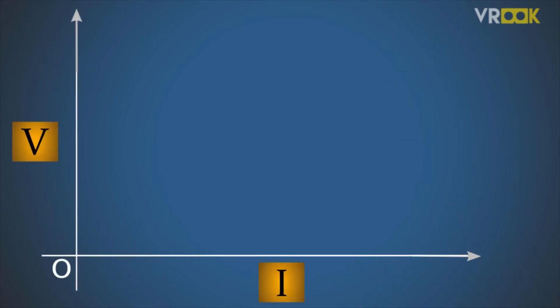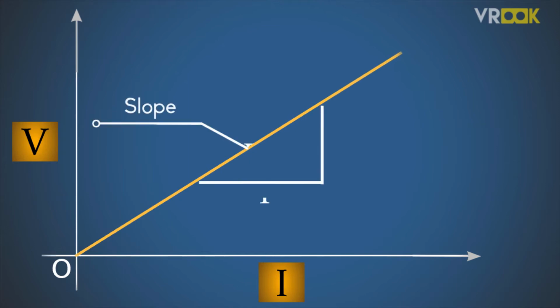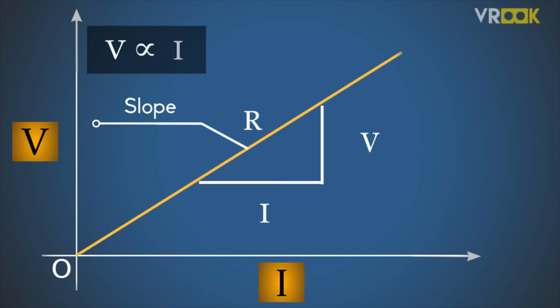resistance. When we plot a graph of voltage versus current, we get a straight line passing through the origin. The slope of this line gives us the resistance. Hence, voltage is directly proportional to current.